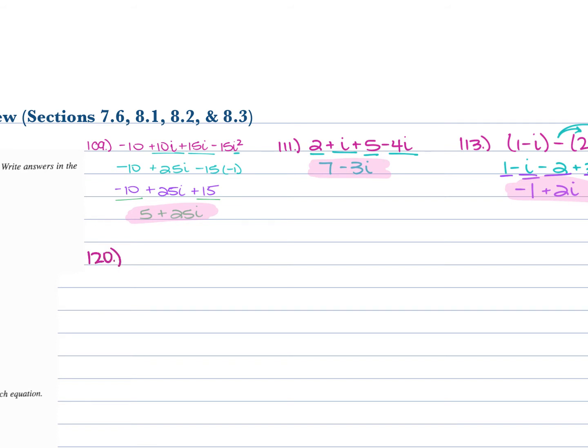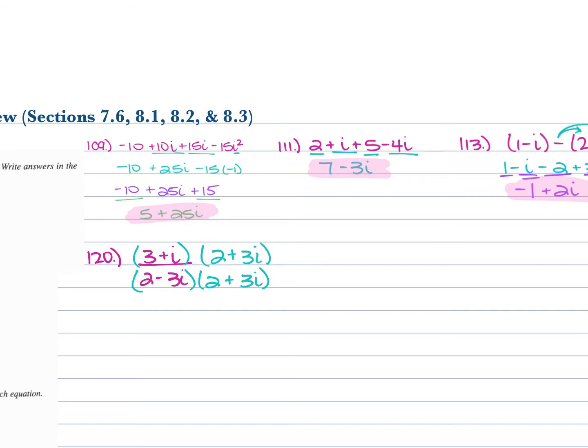For 120, it gives us 3 plus i over 2 minus 3i. In order to rationalize that denominator, you have to find the conjugate of your denominator, then multiply the top and the bottom by it. So the bottom gives us 2 minus 3i. The conjugate of that is 2 plus 3i. We'll put parentheses around both the top and the bottom and just multiply 2 plus 3i by both.